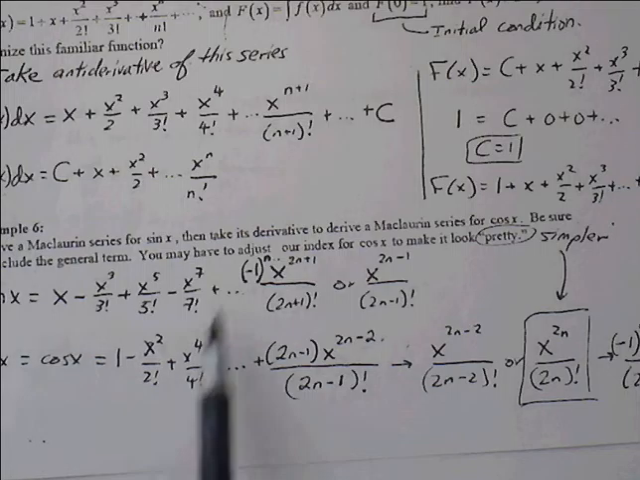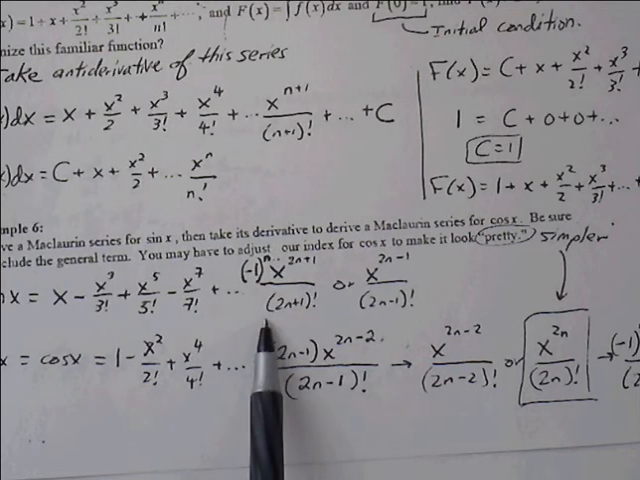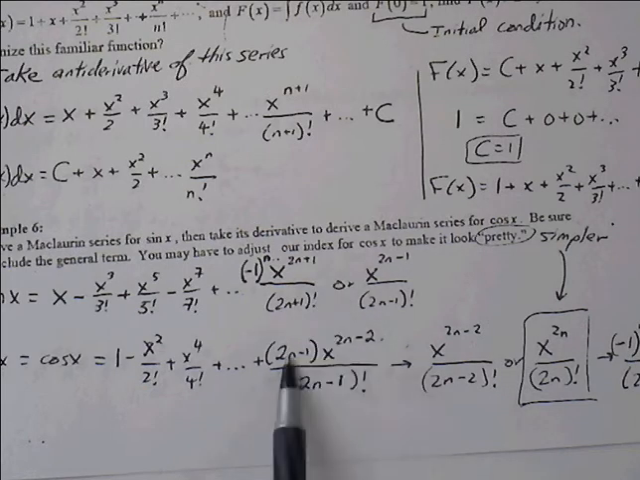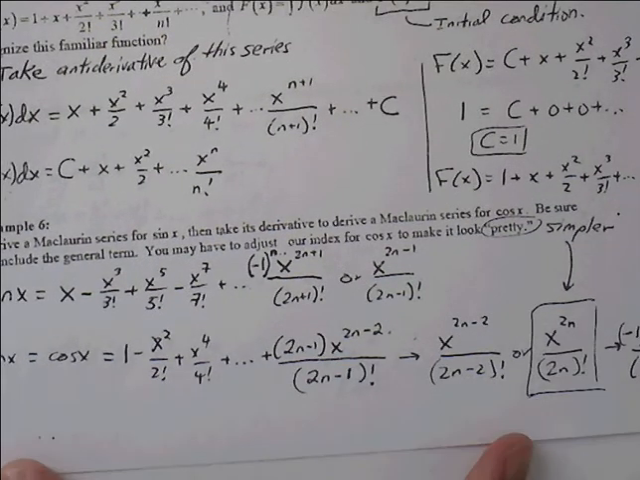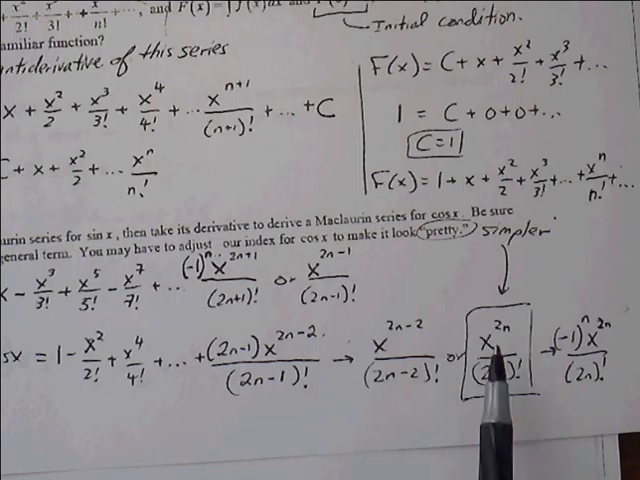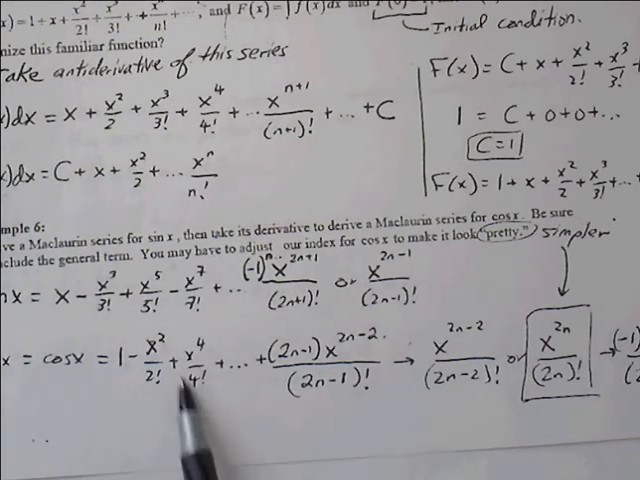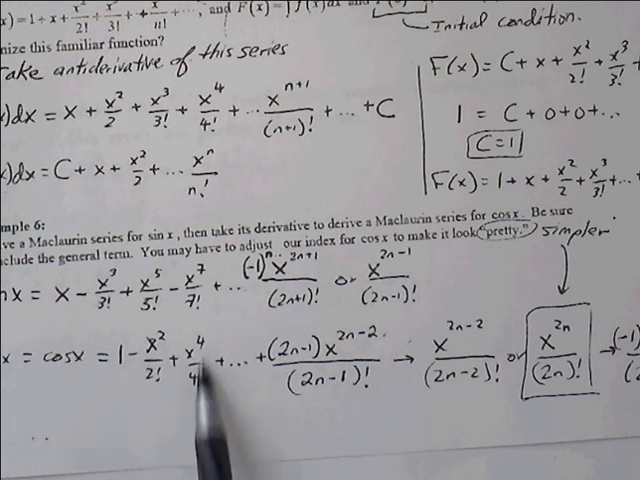Now here, if we find the derivative for this 2n or 2n minus 1, we can clean this up to eventually make it look like x to the 2n over 2n factorial with the alternator in front, negative 1 to the n. And this makes sense with the exponents because we expect the exponents to be even with the cosine exponents.